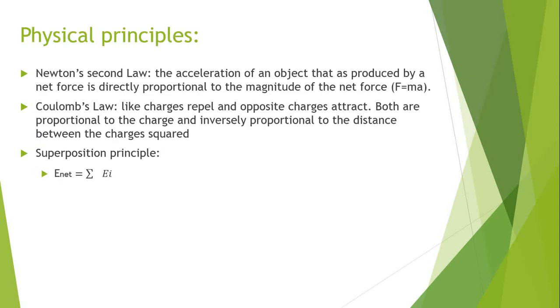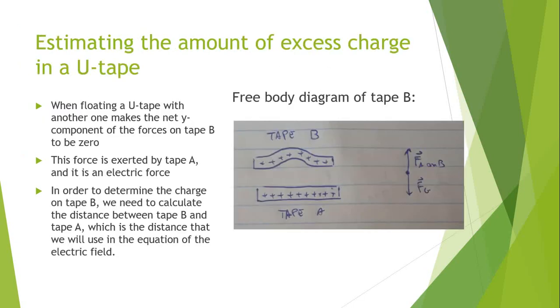Physical principles. In this lab, we use Newton's second law, so the acceleration of an object that is produced by a net force is directly proportional to the magnitude of the net force. Then we use Coulomb's law, so like charges repel and opposite charges attract. Both are proportional to the charge and inversely proportional to the distance between the charges squared. Finally, we use the superposition principle, so the net electric field is the sum of all the electric fields.